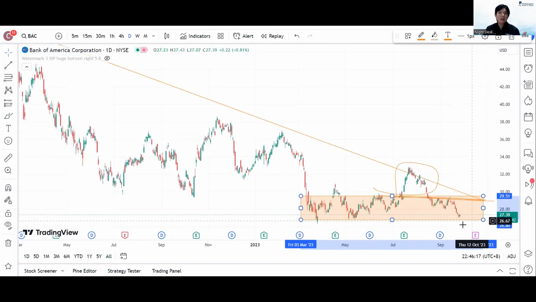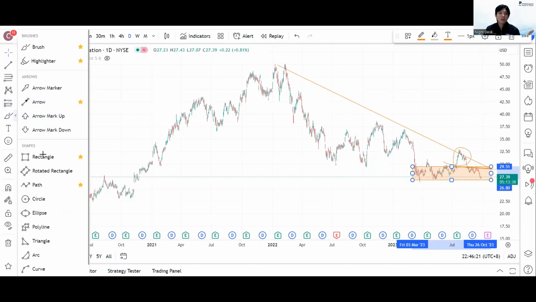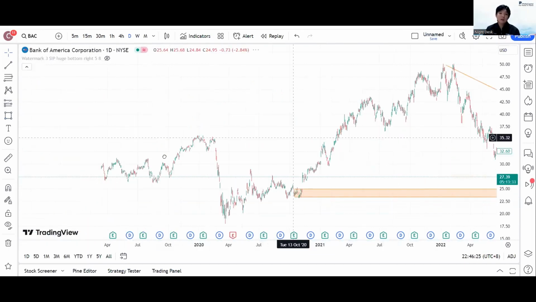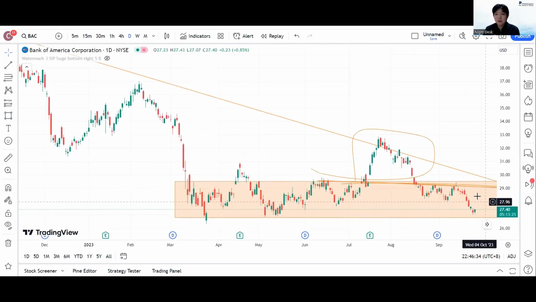As long as they break this, basically they are going down. We are looking over here, we have a gap area as well, right? We have one gap over here from 26.44 all the way to 24.9. So just take note of your position if you are in BAC.